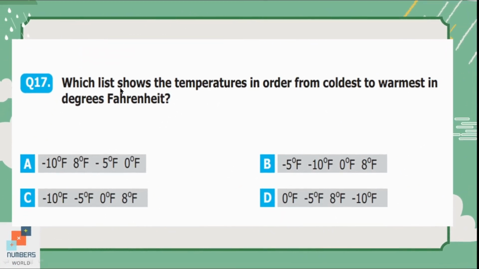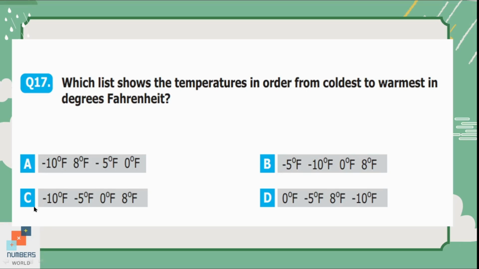Question number 17. Which list shows the temperatures in order from coldest to warmest in degrees Fahrenheit? We know the negative numbers represent the cold temperatures and the positive numbers represent the warm temperatures. So if we look at our option A, it's incorrect because the positive number is written in the center of the negative numbers, which is making the sequence wrong. In option B, minus 10 degrees Fahrenheit is the coldest temperature, so it should be written at the first position. But here we have minus 5 degrees Fahrenheit, so this is also incorrect.